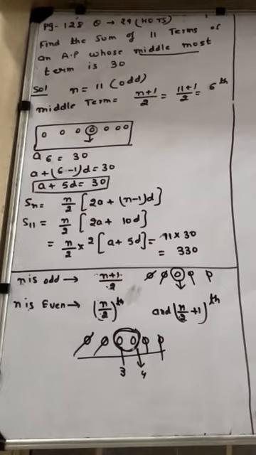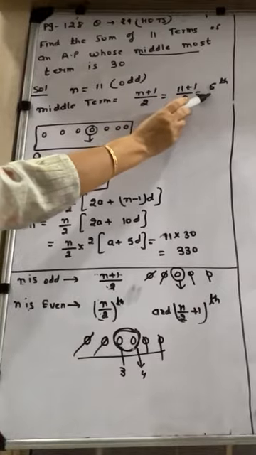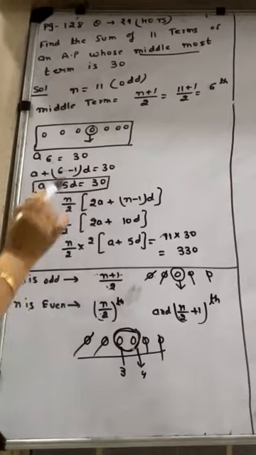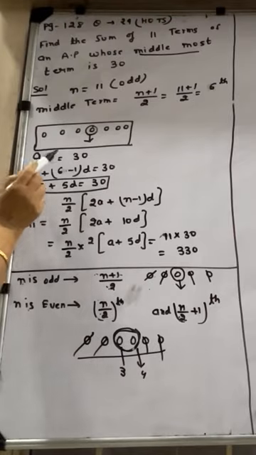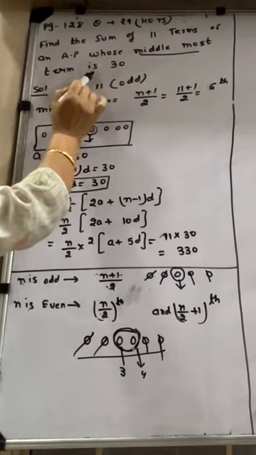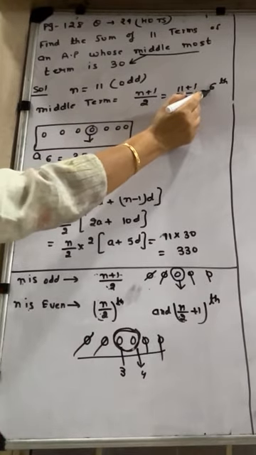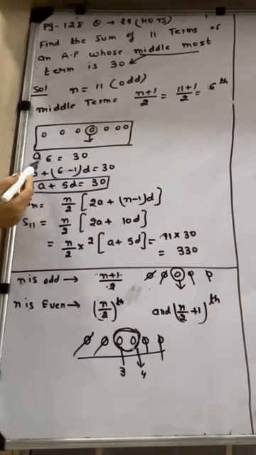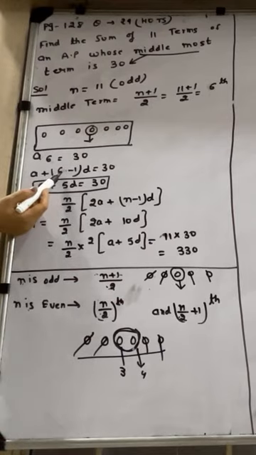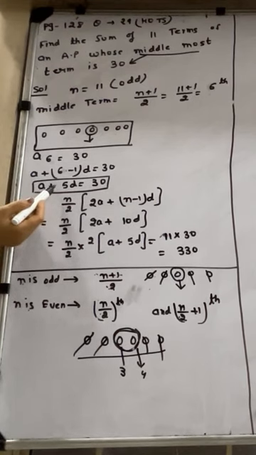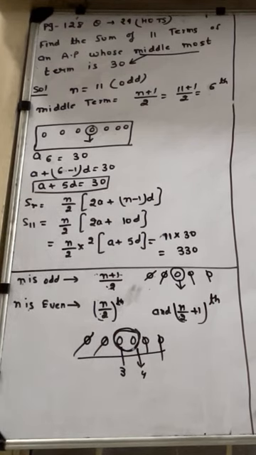Just think, you are 11 persons. So which person will be at the middle? The 6th person will be at the middle. Right? So the 6th term's value is 30, because he said the middlemost term's value is how much? 30. And I calculated the 6th term is the middlemost term. It means a6 will be 30. What is the formula of a6? a plus (n minus 1)d. The value of n is 6. It means I will get a plus 5d equals 30. Correct.